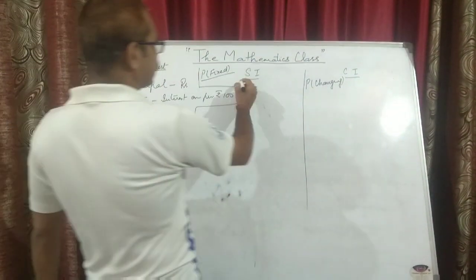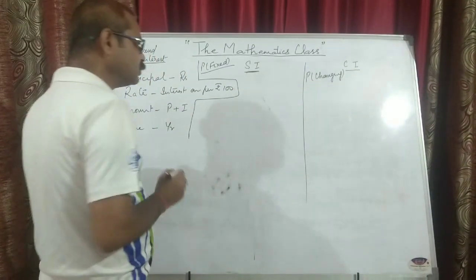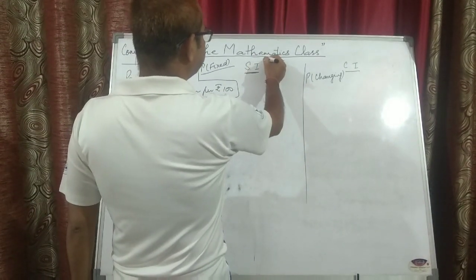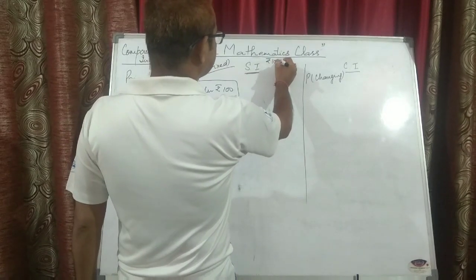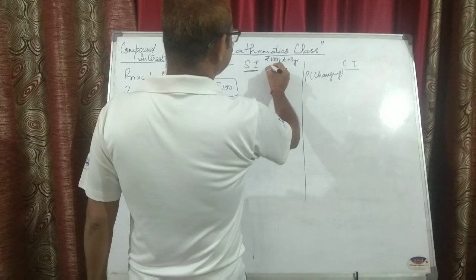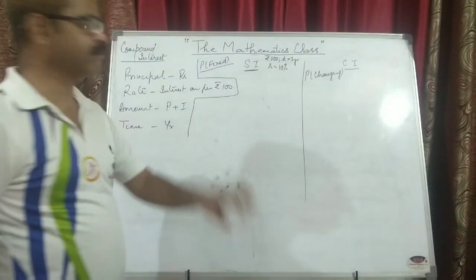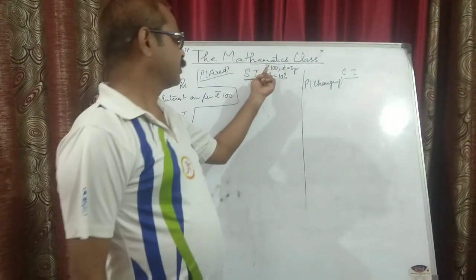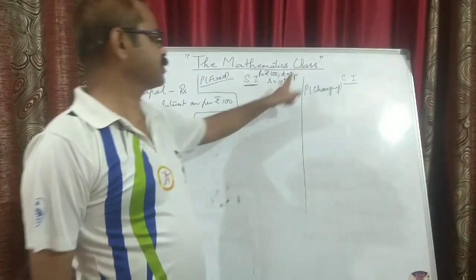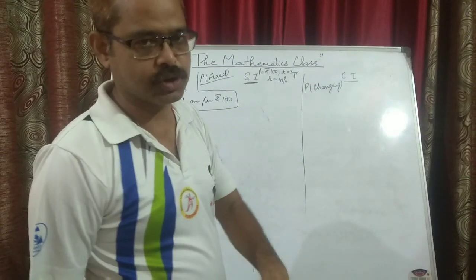Let's say that find the simple interest for rupees 100. Time is 3 years and rate is 10%. Let's take a question and find the difference. Principal is rupees 100, time is 3 years, rate is 10%. At the same time, we have to find the compound interest also.